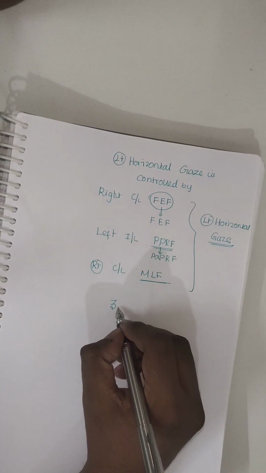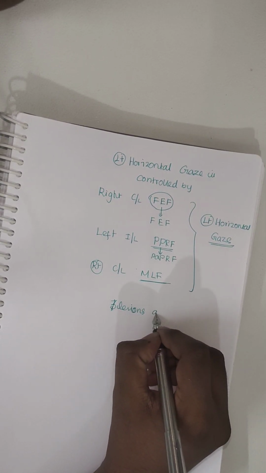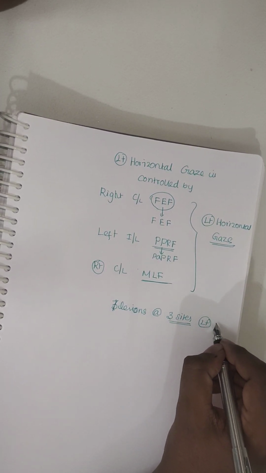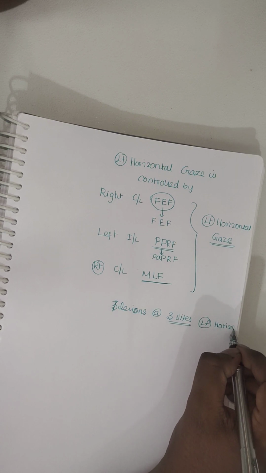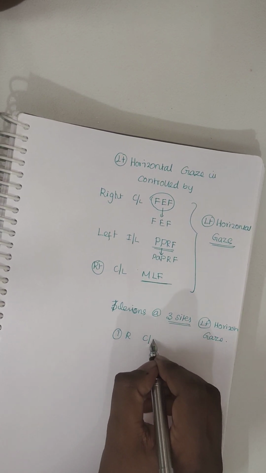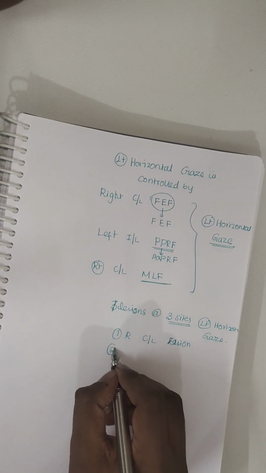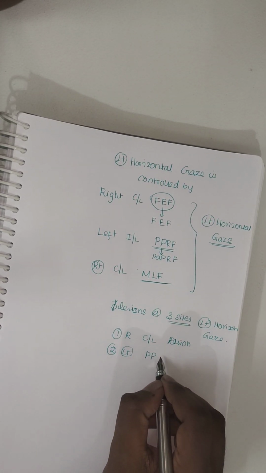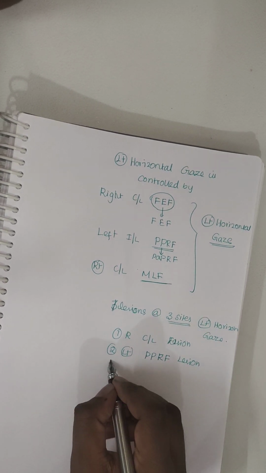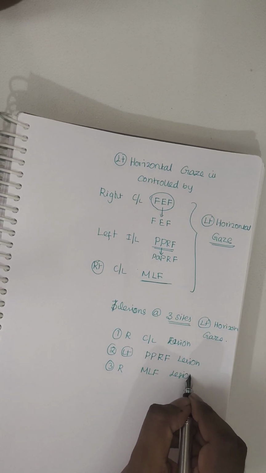There can be lesions at three sites. In the left horizontal gaze, number one is right contralateral FEF lesion. Second one is left parapontine reticular formation lesion, and third one is right medial longitudinal fasciculus lesion.